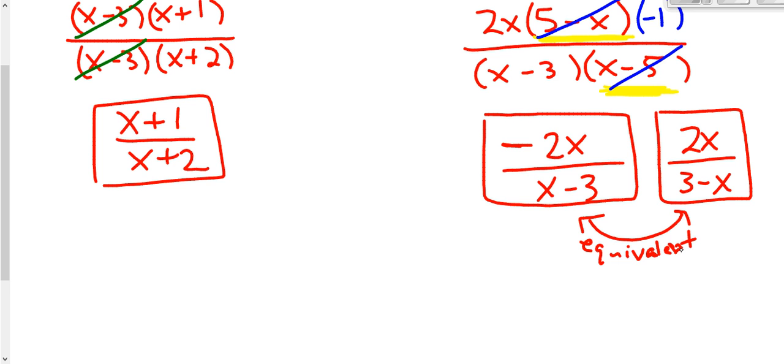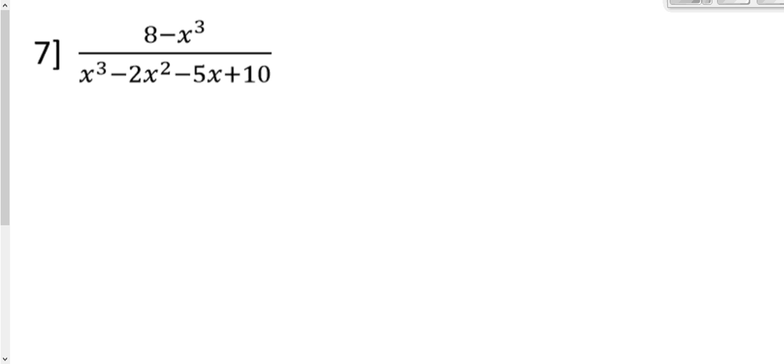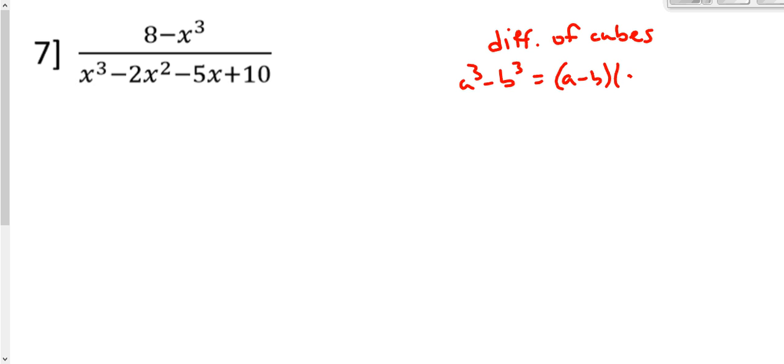Okay, we are down to our final example, and I thought it would be fun to throw in some extra kinds of factoring that we don't see every day. So look at this numerator, 8 minus x cubed. Do you remember what we call that? We call that a difference of cubes. And do you remember the formula for factoring a difference of cubes? If you have a cubed minus b cubed, remember how to factor that? That would be a minus b times a squared plus ab plus b squared.